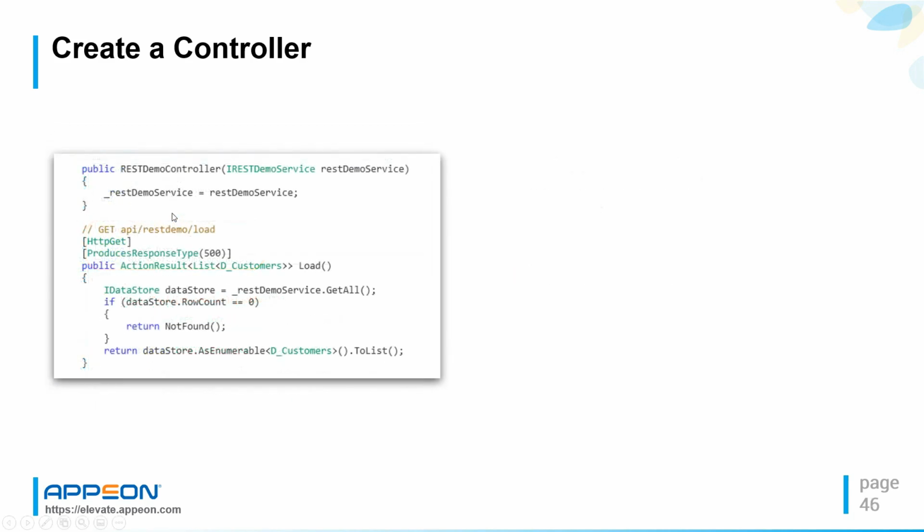I'm going to go down to the, this is the load method. And what I'm going to do is I'm going to add produces response type 500. So that's one of those HTTP codes I was referring to. I'm going to change the result. It was action result already, but I'm going to change it to a list of D customers. That's our POCO class. So it's returning an array of the POCO class out of the load method.